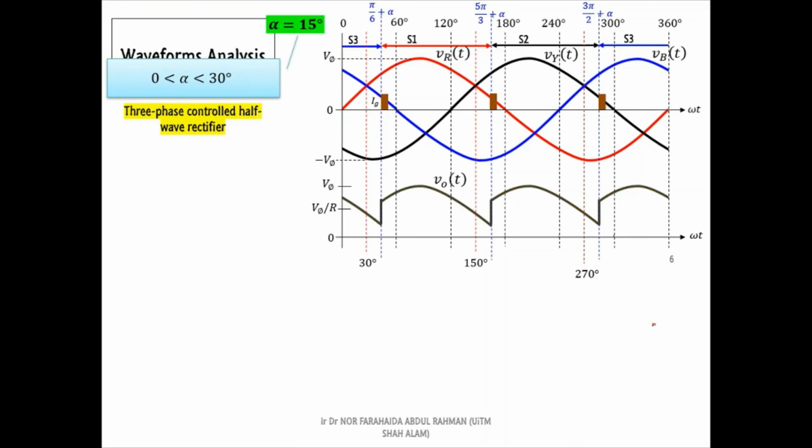Next, I will show you how to derive the equation of the average and RMS output voltages of the controlled half-wave rectifier. Regardless of the operating conditions of the rectifier, we will start the derivation using the general equation of both average and RMS voltages. Then, we will change the range of the integral functions according to the output voltage waveform. Based on the continuous output voltage waveform, the equation of the average and RMS output voltages can be obtained as follows.